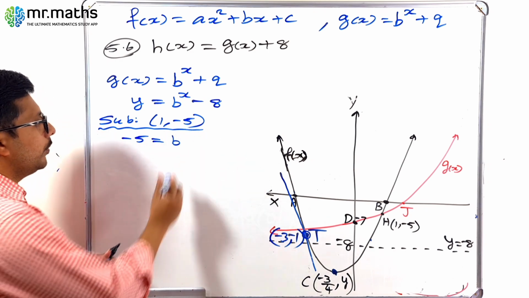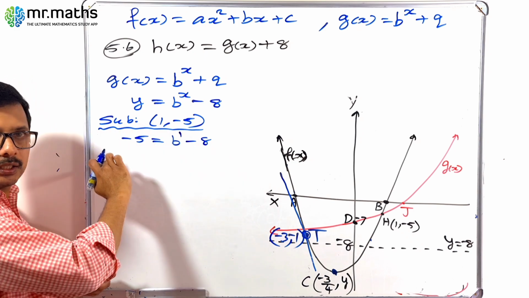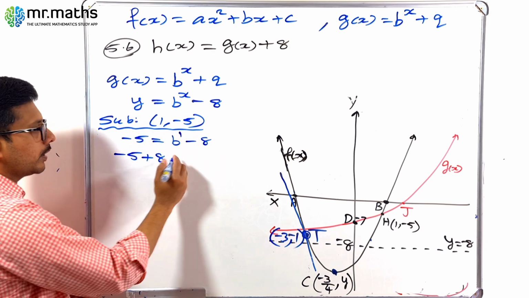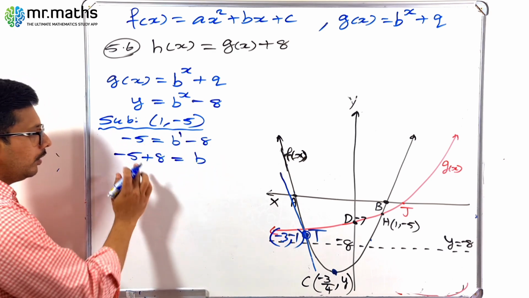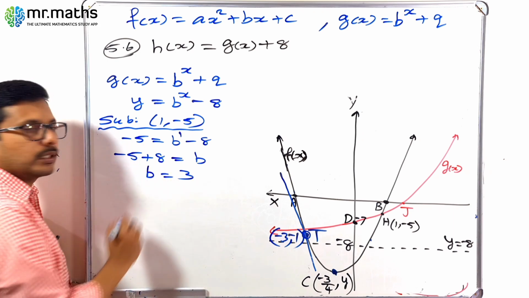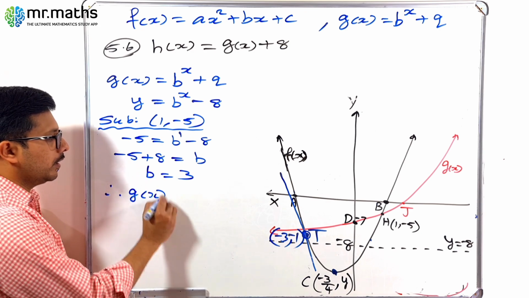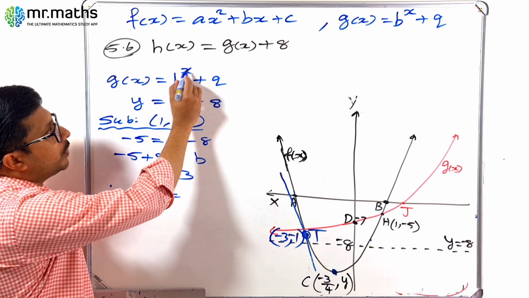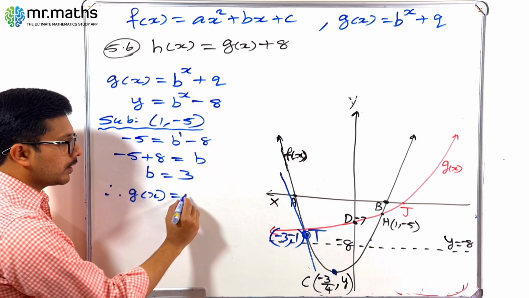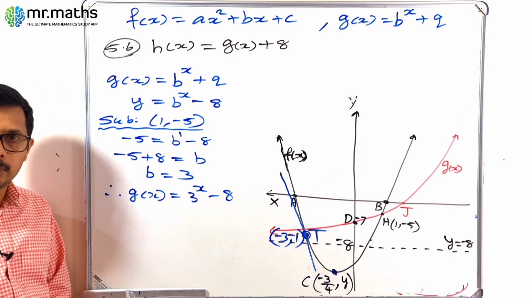So b raised to 1 minus 8. Take this minus 8 to this side: minus 5 plus 8 is equal to b raised to 1, which is b. What is minus 5 plus 8? 3. So the value of b is 3. So now what is g of x? Therefore g of x is equal to b raised to x minus 8, and b we got as 3, so it is 3 raised to x minus 8. That is g of x.